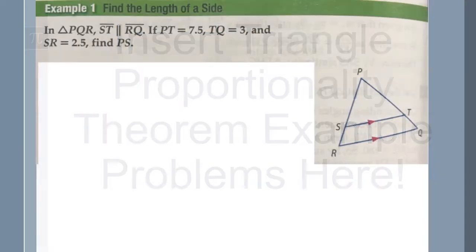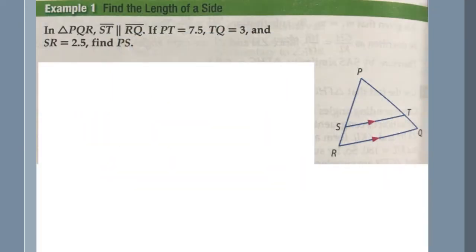Okay. So in this problem here, in triangle PQR, segment ST is parallel to segment RQ. If PT is 7.5 and TQ is 3 and SR is 2.5, find PS. Well, we're going to try this both ways. So let's label the picture. The first thing we always want to do is if we have to redraw it, redraw it. When we're taking quizzes or tests online, we'll have to redraw everything. But label it. So I've got 7.5 here, and I've got 3 here, and I've got 2.5 here, and I'm going to say this is X.